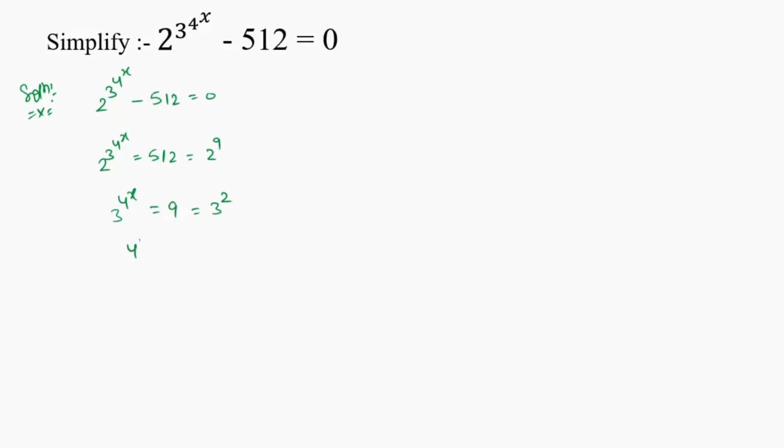So we get 4x is equal to 2, and this can be written as 2 raised to power 1. 4x can be written as 2 raised to power 2x is equal to 2. Here as well, bases are same, their power will be equal. So 2x is equal to 1. Now divide both sides by 2. We get x is equal to 1 by 2.